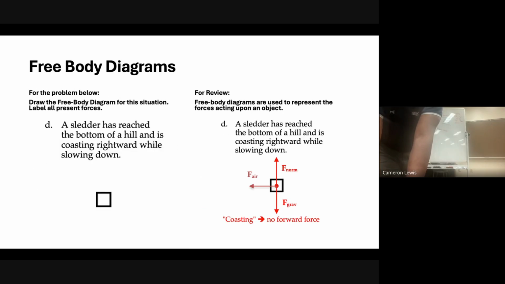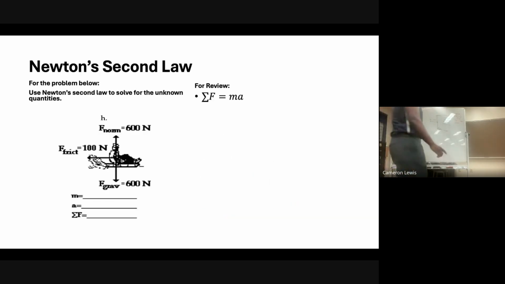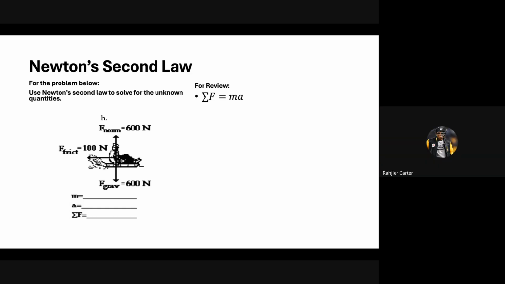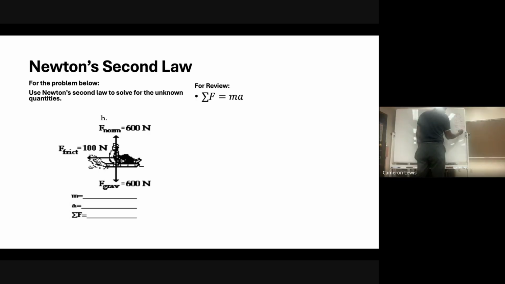Because I know that when I get here, my force due to gravity is going to be mass times the acceleration due to gravity. So now I can substitute this G in here for, like we said, 9.8 meters per second squared. Now I'm able to find out the mass. What's 600 divided by 9.8? 61.22. 61.22 kilograms is now my mass.